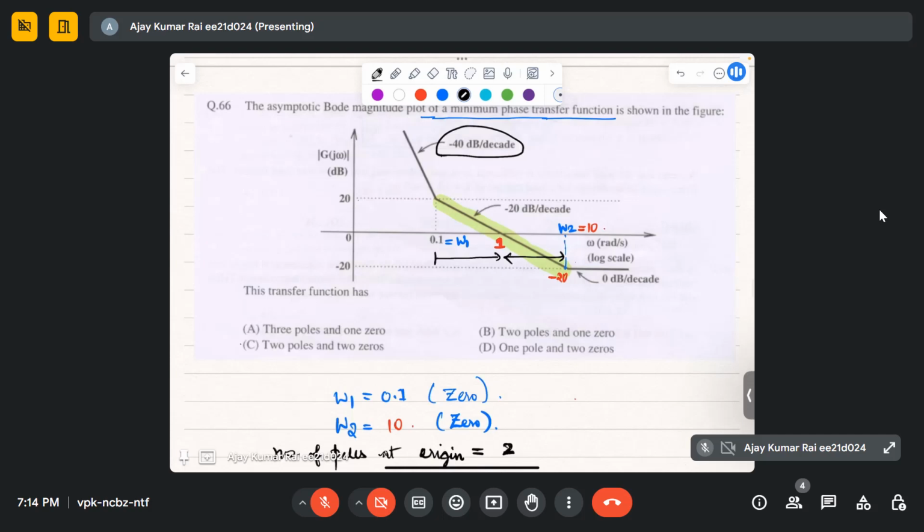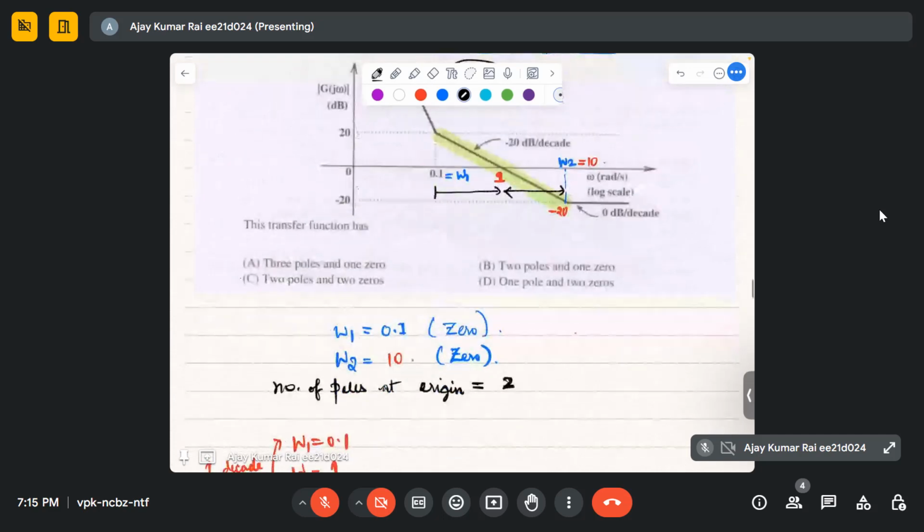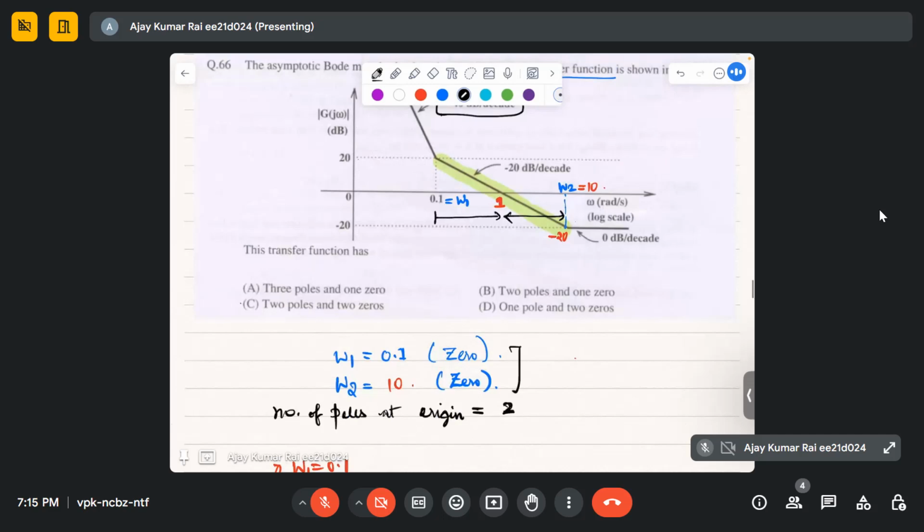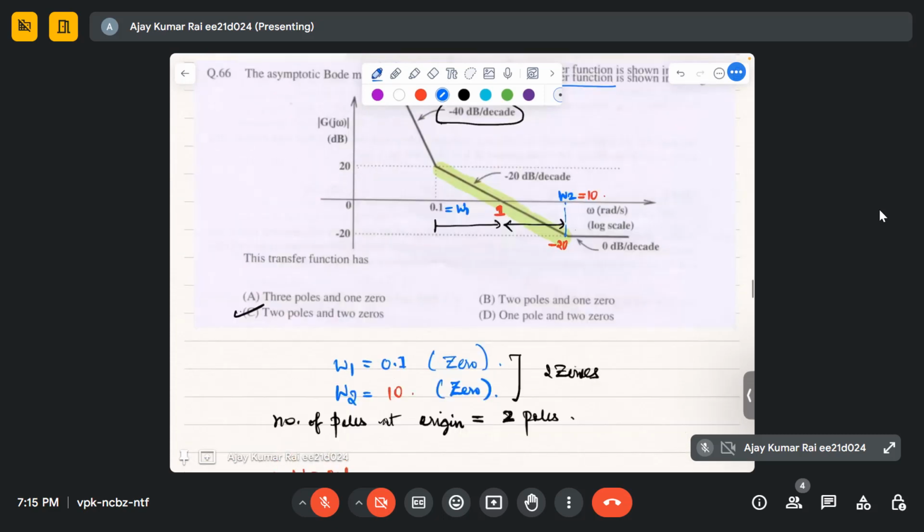We have seen that if you have zero slope, there is no pole at origin. If you have a slope of minus 20 dB per decade, then one pole at origin. Two poles at origin gives minus 40, and three poles at origin gives minus 60 dB per decade. Just refer to the Bode plot topic where we saw how to find the poles at origin. So in this question, two zeros and two poles. This one is the correct answer, but we need to find the transfer function.